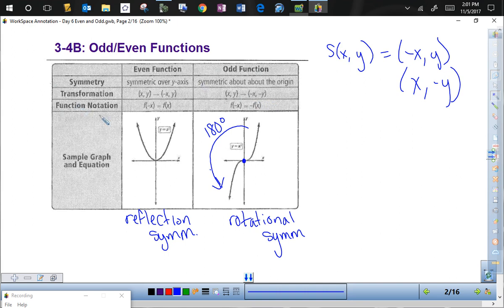Lastly, this function notation is going to deal a lot with how we prove these algebraically, so it's very important. It says f of negative x is the same thing as f of x, and we'll talk about what that means below in a little bit. Same thing over here: f of negative x equals the opposite of f of x. To understand this a little better, you have a bunch of empty space below.